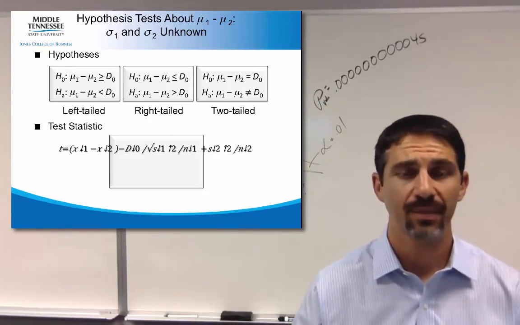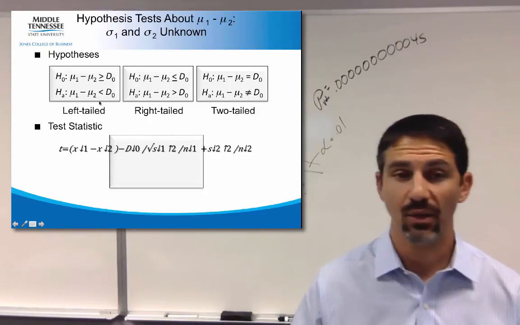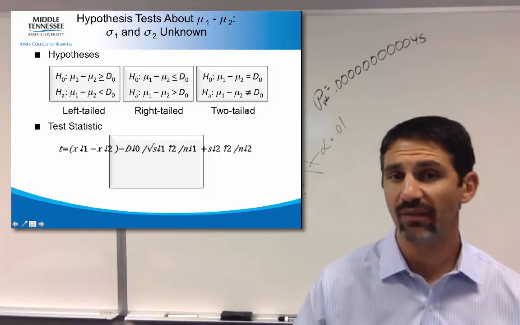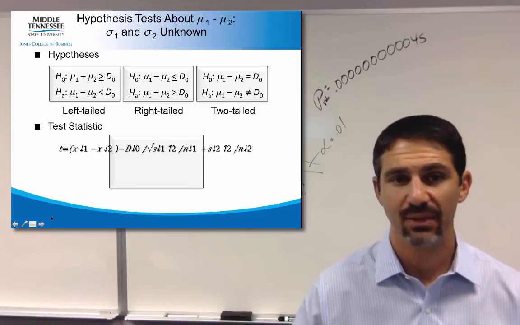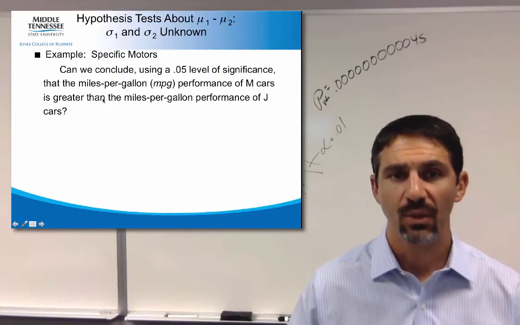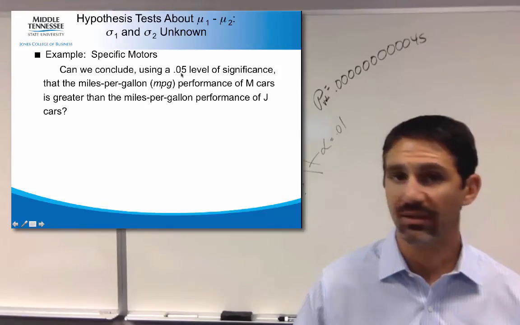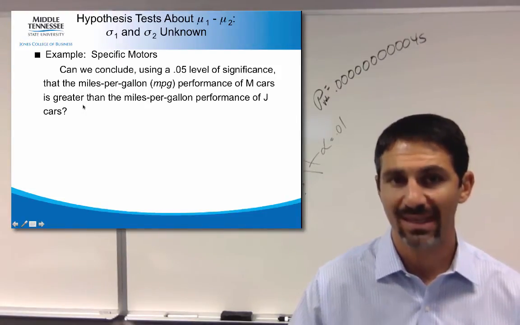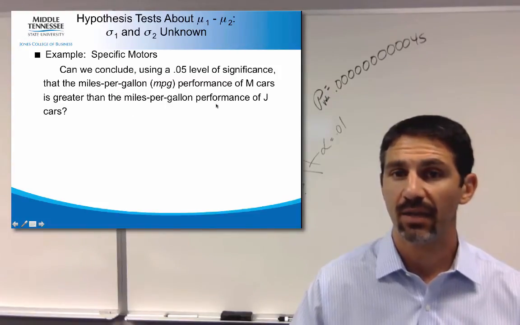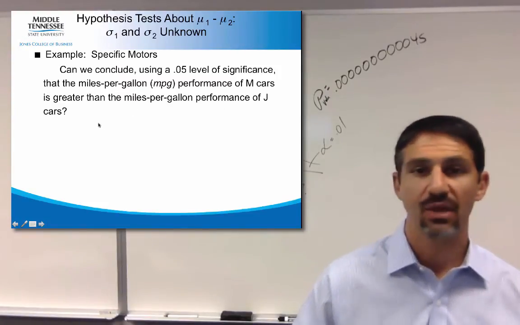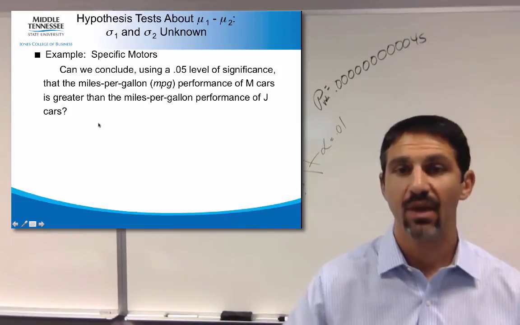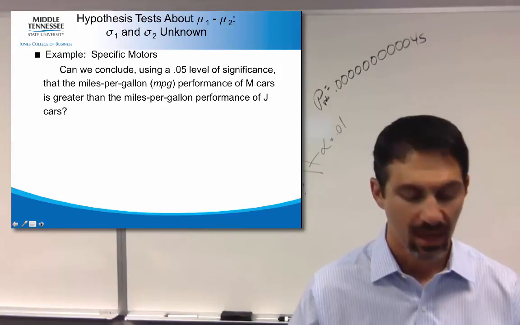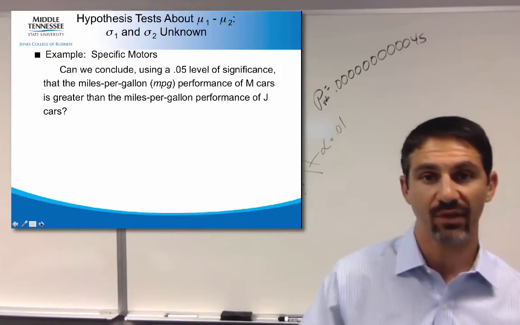But the same thing here. Now, if we're looking to see if one is greater than or less than, then it'd be a left or a right tail test. But if I were looking for a significant difference, then that's a two-tail test in this case. So we want to conclude based on 0.05 level of significance. We want to see if the performance of M cars is greater than the miles per gallon performance of the J cars. So we are looking at a one-tail test. We're comparing one to the other, and that will get us the same thing. We're looking, again, for greater than.